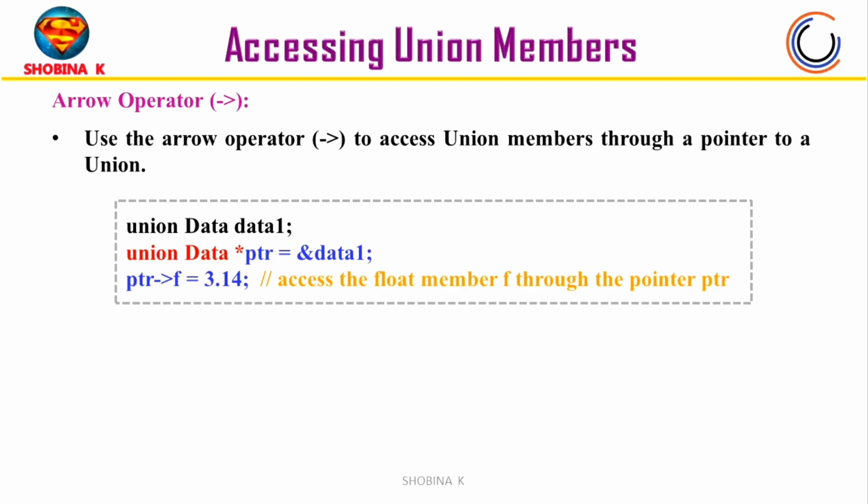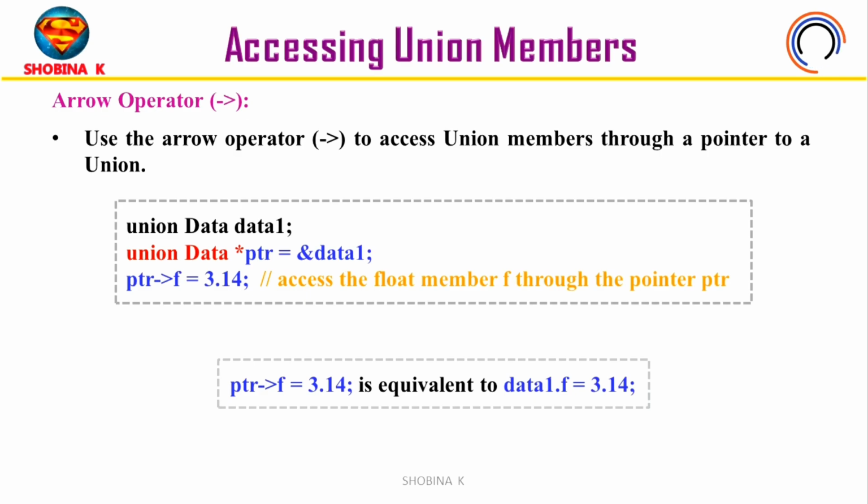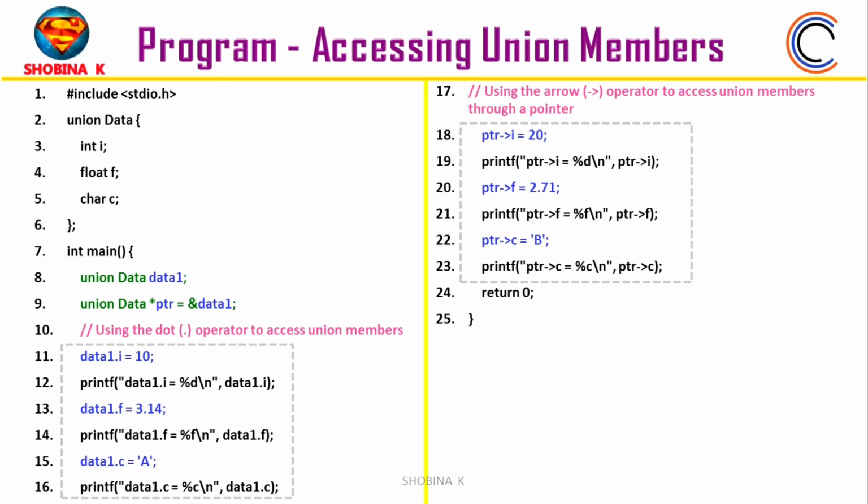In line 3, we access the float member f of the union data pointed to by ptr and assign it the value 3.14. By using the pointer to member operator, that is the arrow operator, we can access the members of the union data through the pointer ptr, which points to the memory location of data1. So in this case, line 3 is equivalent to data1.f equals 3.14, because ptr points to the memory location of data1.